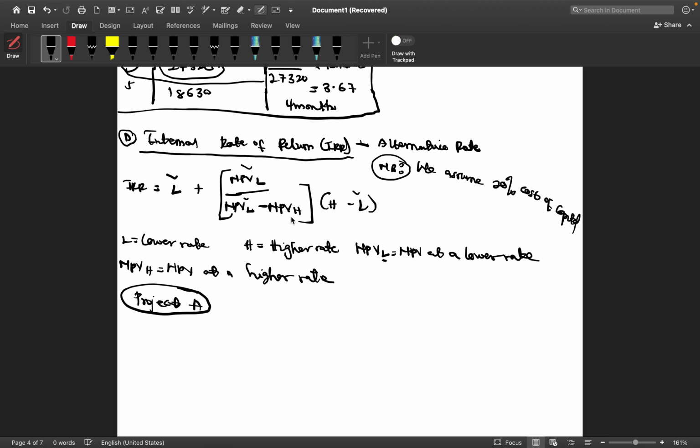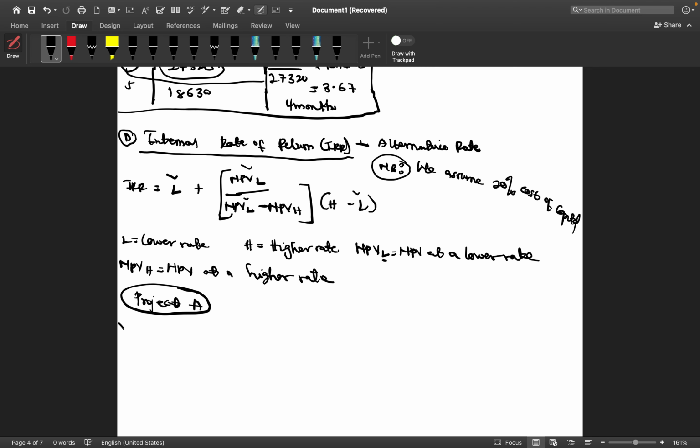So I'm left with what? NPVH, which is NPV at what? A higher rate. And the higher rate now is what? 20%. So if I'm solving the NPVH, I'll use 20%. So I'm going to solve for NPV for project A using 20%, and solve another NPV for project B using 20%, before we are able to use this formula.